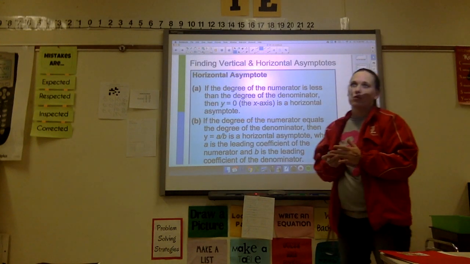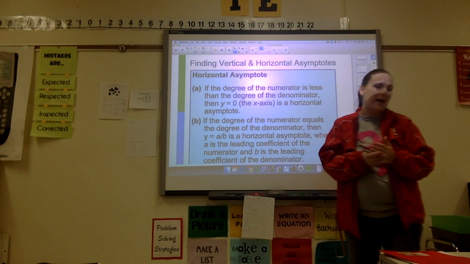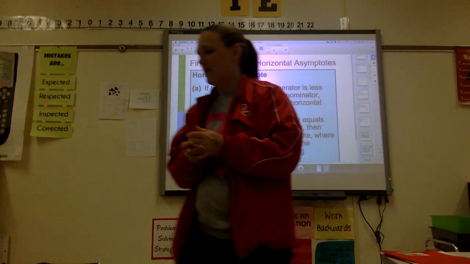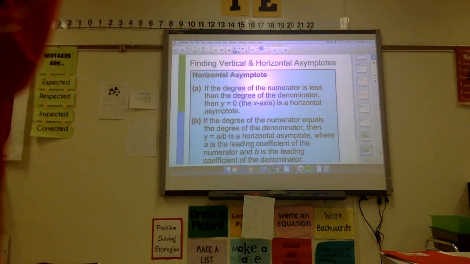Horizontal asymptotes. There are 3 different scenarios that could happen. Read through those 3, and then we will summarize what that means and put it in regular people's terms.